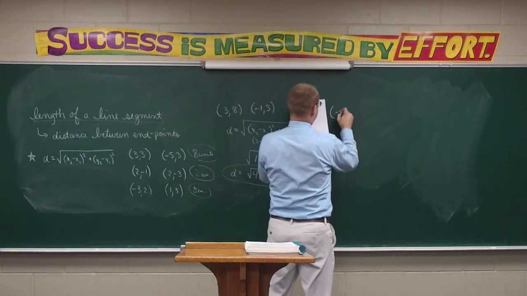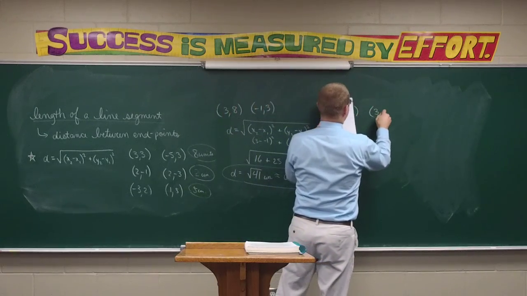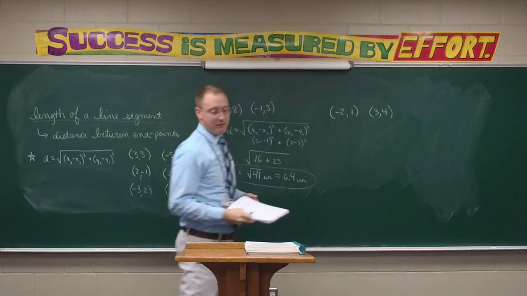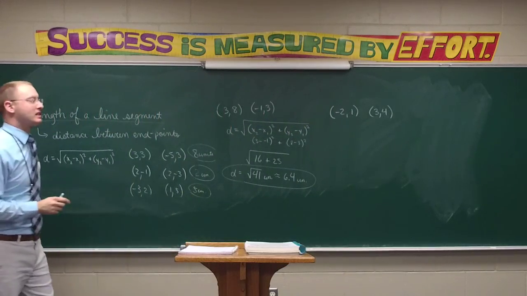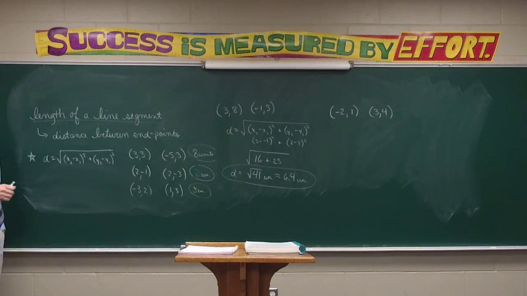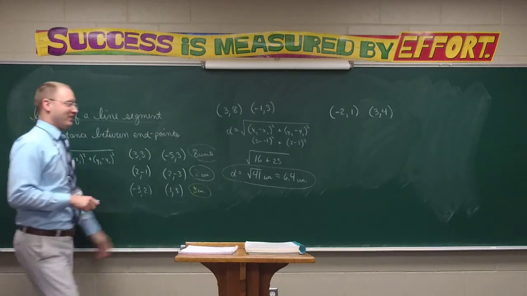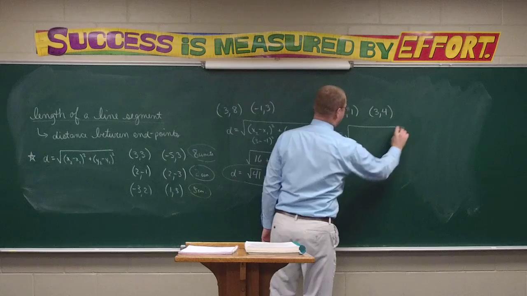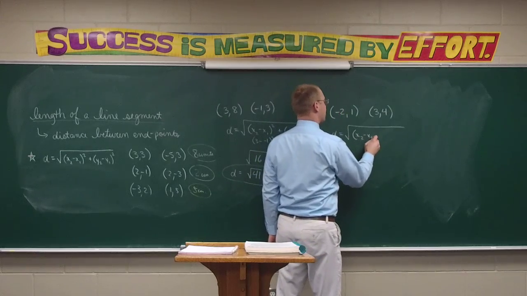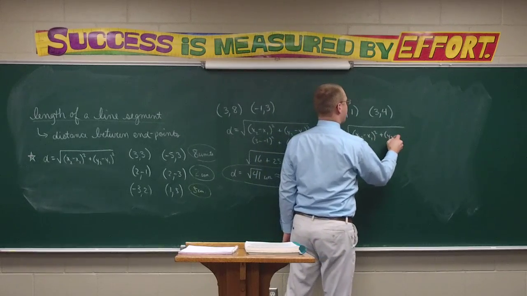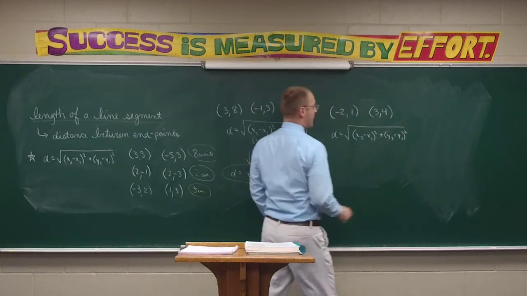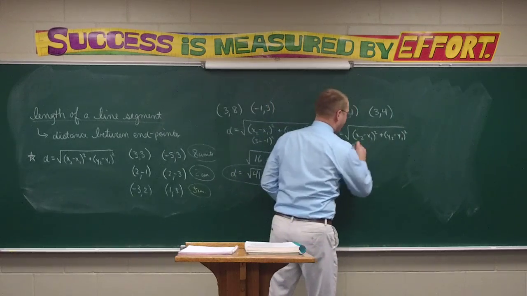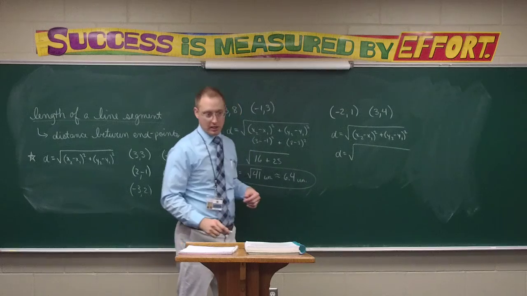Let's say, write these points down. We have the point negative 2, 1, and the point 3, 4. And I want to find the length of the line segment that goes between those two points. Well, to find the length of a line segment, class, we need to use which formula? The distance formula. D equals the square root of x2 minus x1 squared plus y2 minus y1 squared. And so we plug in our numbers.